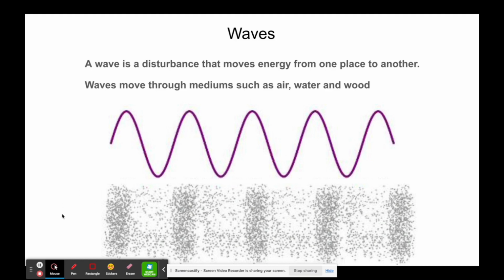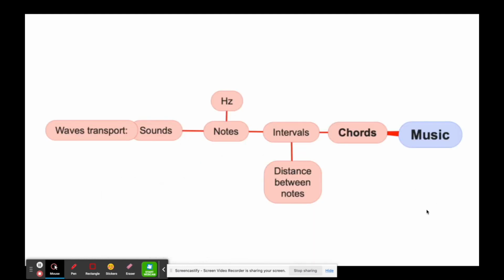So there's a source that emits the sound, and the particles are compressed, not compressed, compressed, not compressed, and that's how they make it to our ears, right? And how we hear different sounds.